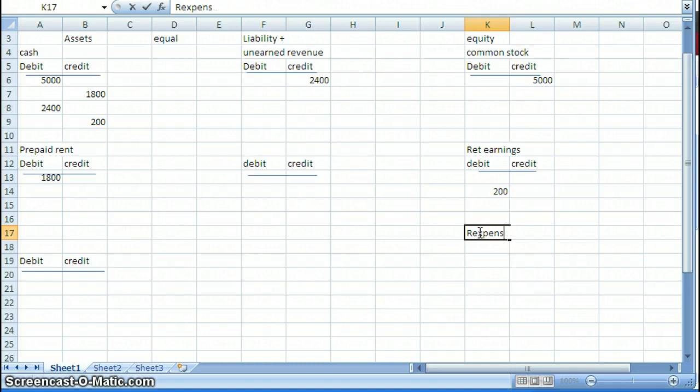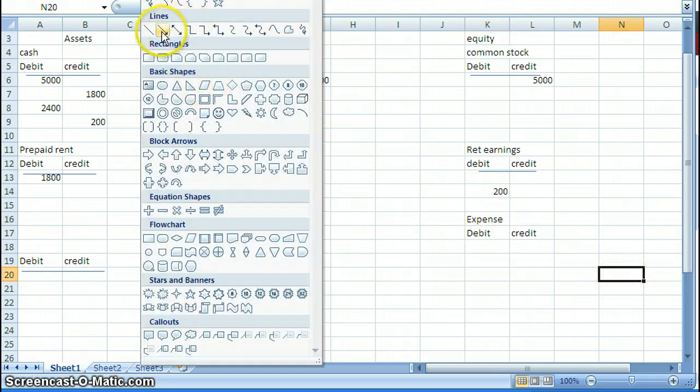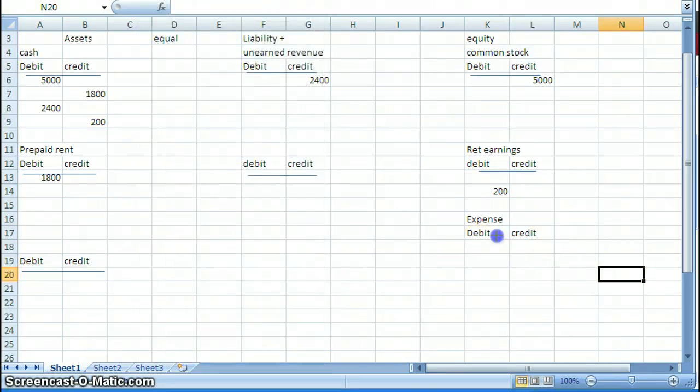Actually, I made it, give me one second here. And that is expense. All right. So what we're doing here is we have expense. We paid rent $1,800 for the whole year.